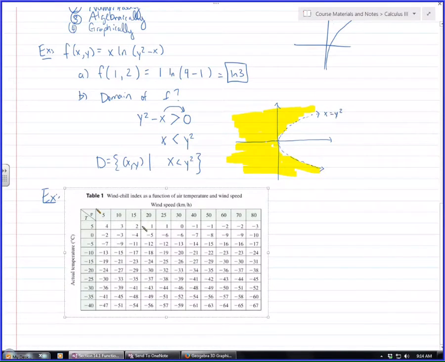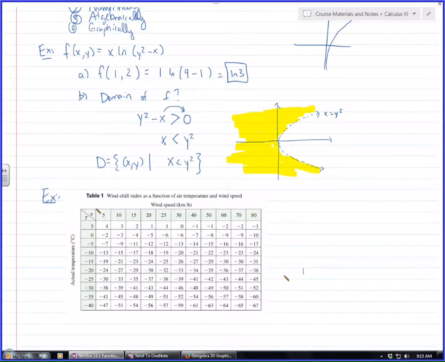This table right here, can y'all see that fairly well? This is called the wind chill index table. Whenever it's cold outside, you've got a temperature measurement, but you know that whenever the wind is blowing, it actually feels colder than it actually is. So you have the wind chill index, which tells you how cold it feels outside.